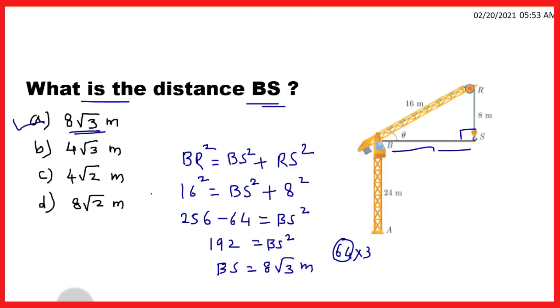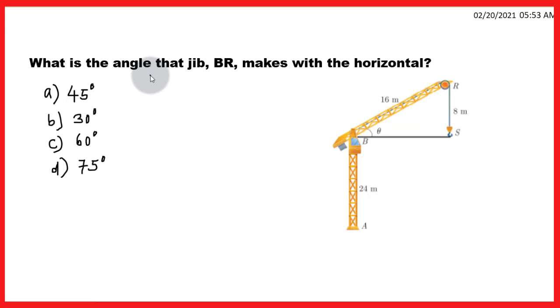Now let us see the second question. What is the angle that the jib BR makes with the horizontal? This BR is making an angle of theta with this horizontal, and we have to find this angle theta.